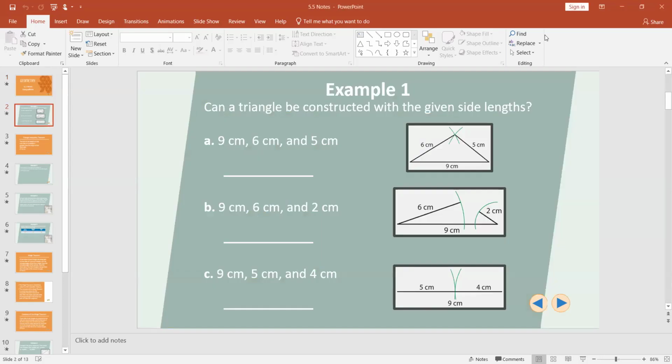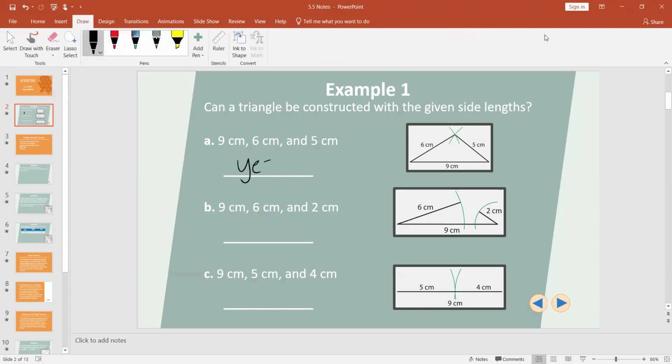All right, so we go ahead and start with the fact that for line segments to create a triangle, they have to be within a certain range of lengths compared to each other. So in the first one, you can see that you can make a triangle shape with a side that is 9 centimeters, 6 centimeters, and 5 centimeters. So fill in the yes, then we'll go back and look at these.